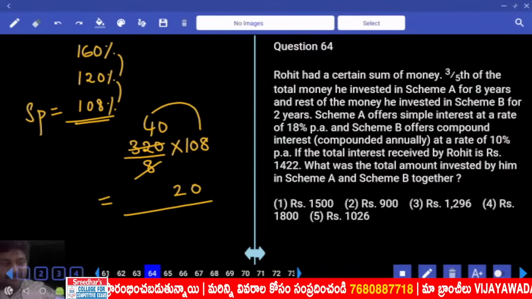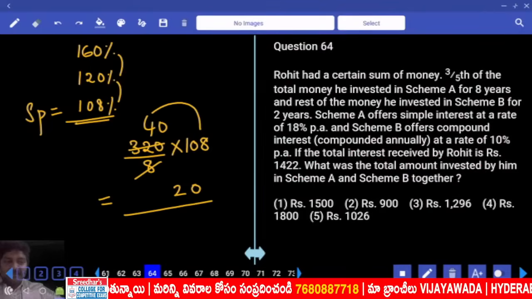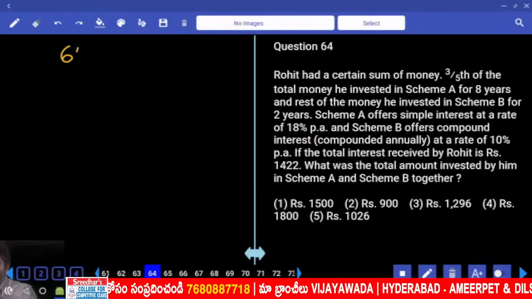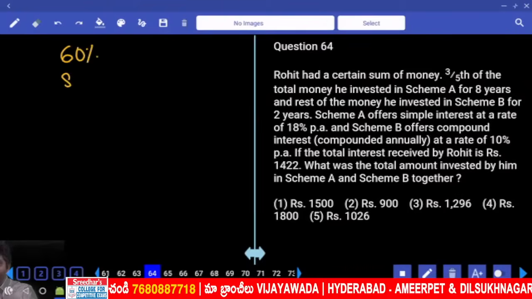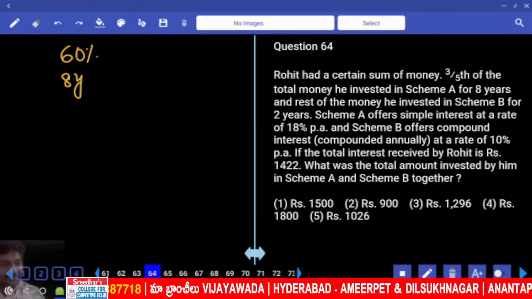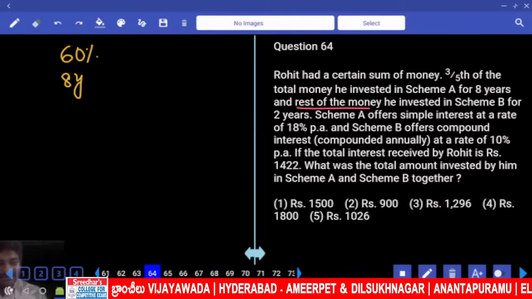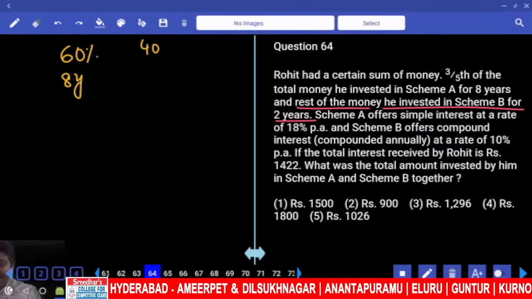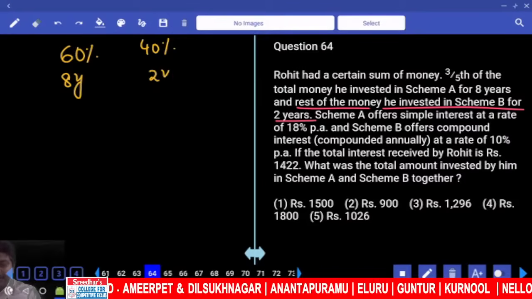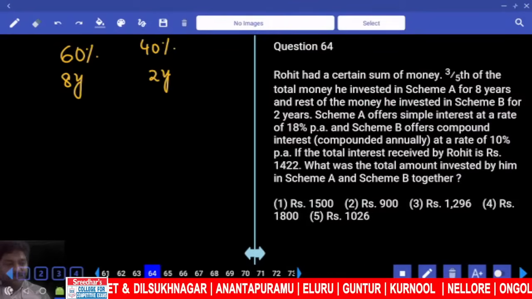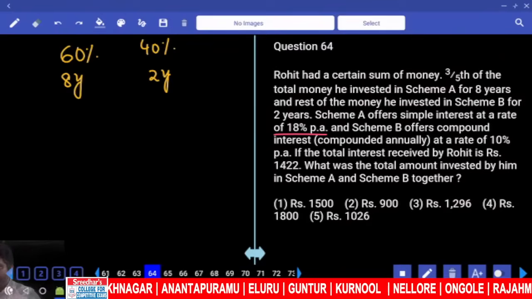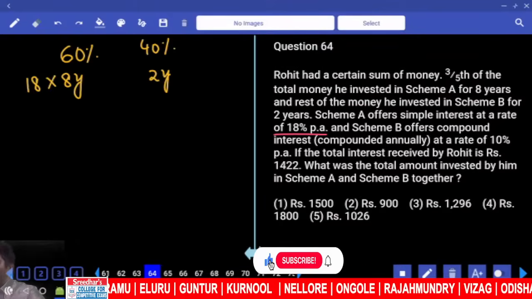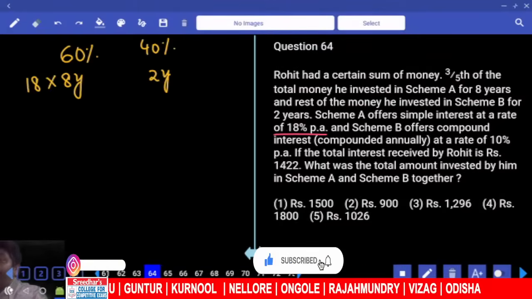Rohit had a certain sum of money. 3/5 of the money he invested in scheme A for 8 years. 3/5 meaning 60% invested for 8 years. The rest of the money he invested in scheme B for 2 years. The rest is 40% invested for 2 years. Scheme A offers simple interest at the rate of 18% per annum. So interest is going to be 18 into 8, 144%.